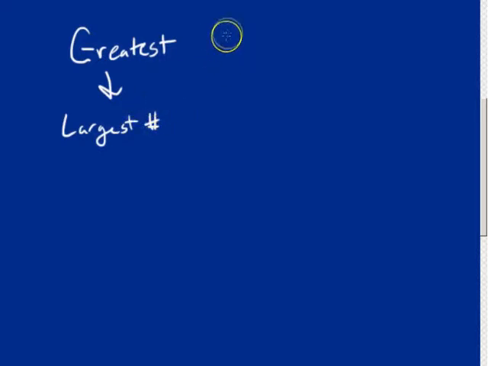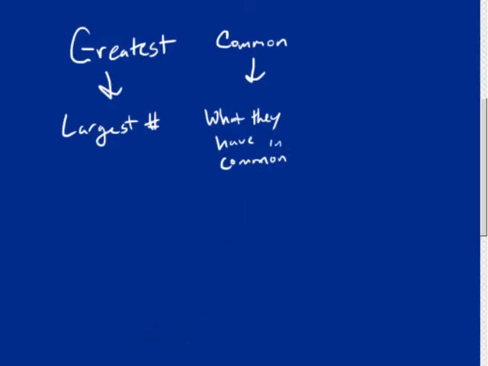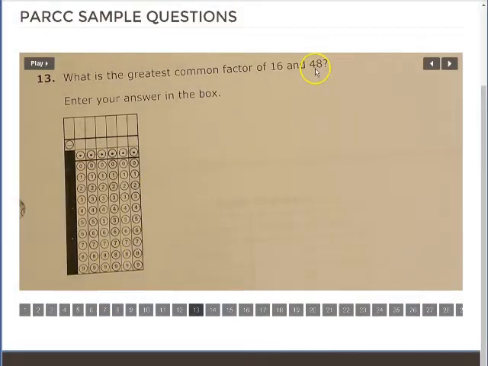Let me keep going here. Common means what they have in common. So 16 is going to have some factors, and 48 is going to have some factors. The question is, what factors do they both have together? What does 16 have and 48 have? And specifically, what is the greatest one that they have?